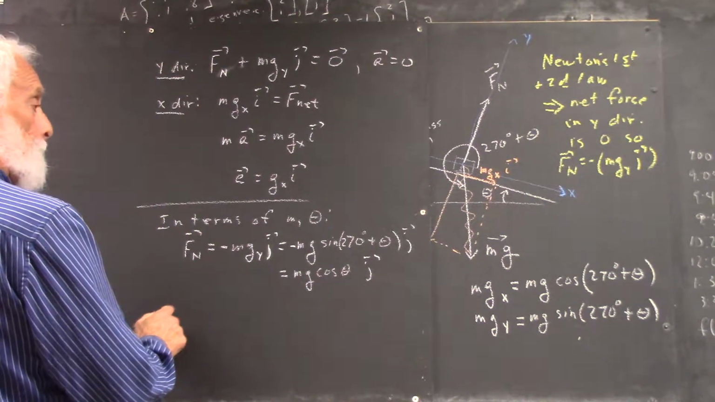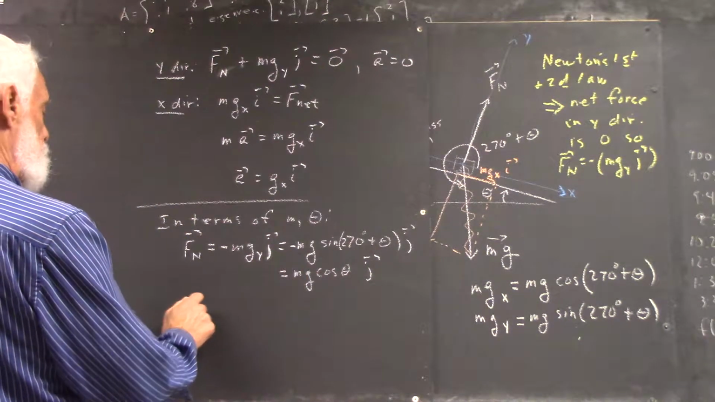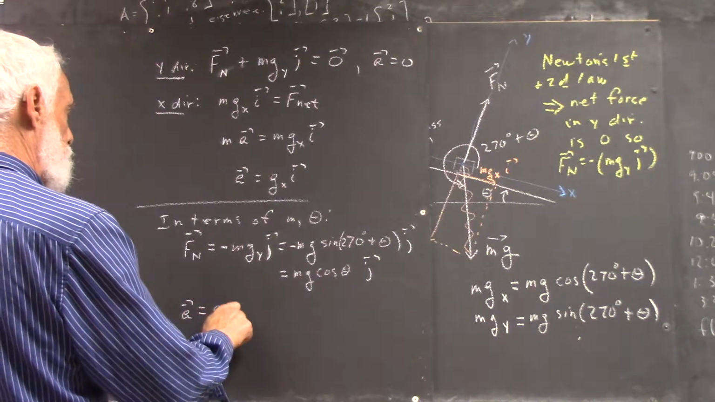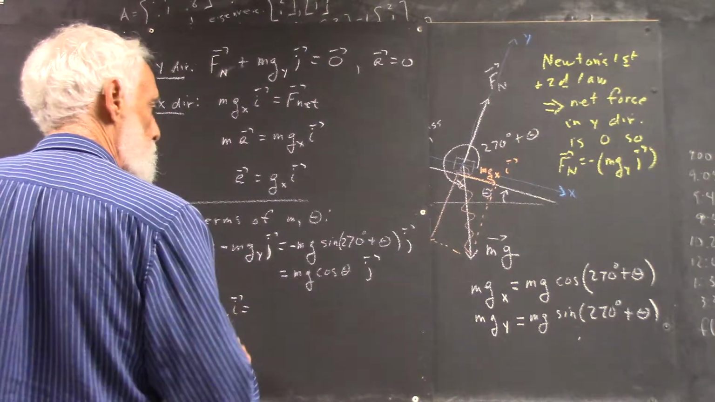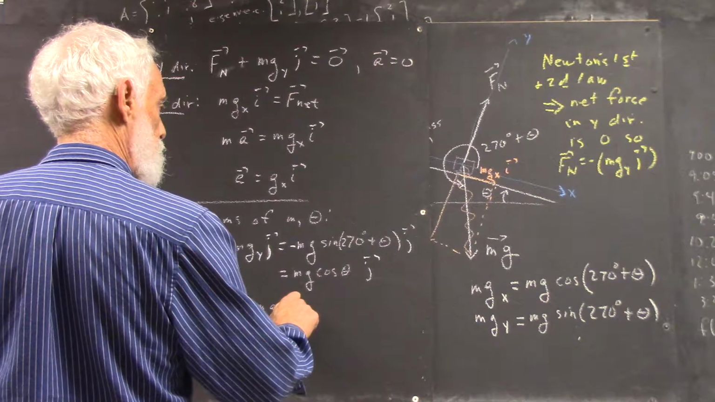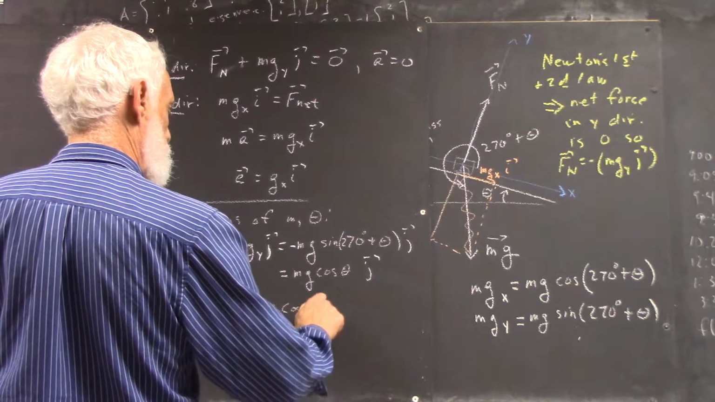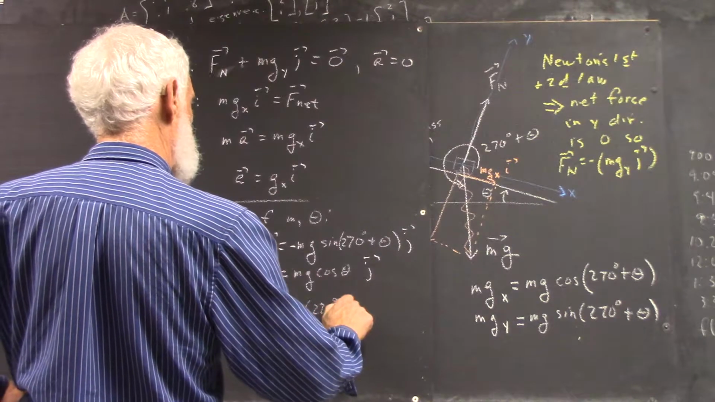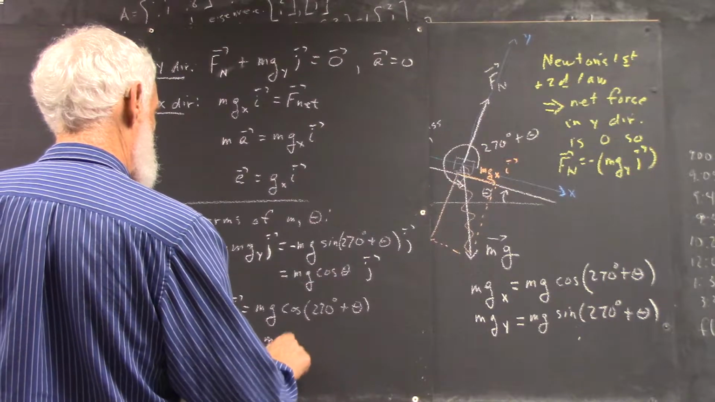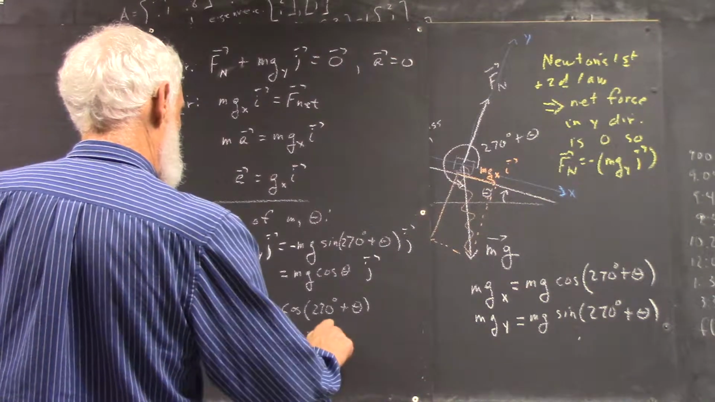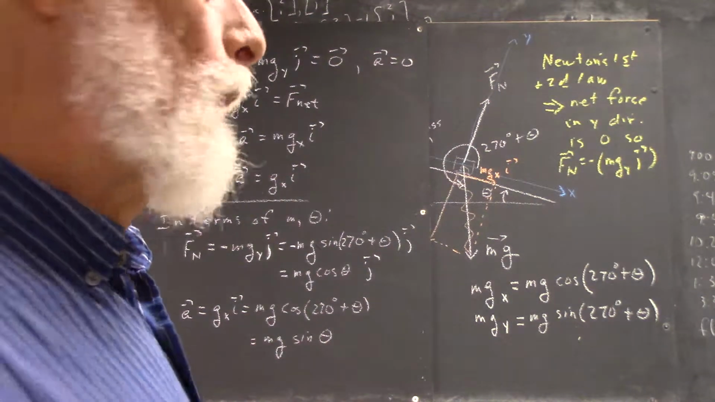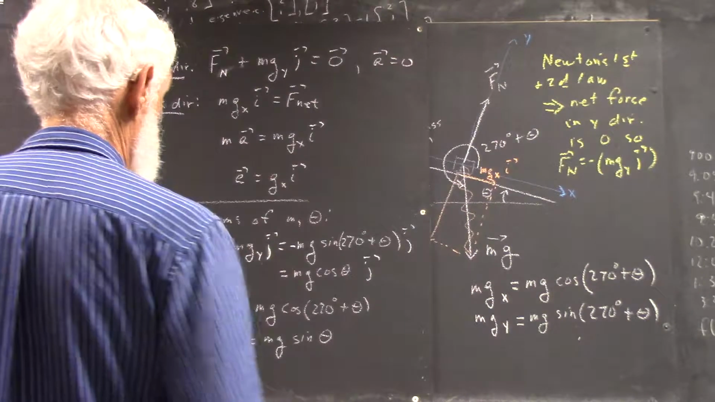Okay. Then the acceleration is gxi, which is mg cosine of 270 degrees plus theta, which is mg sine theta, which is something you probably just memorized in statics.